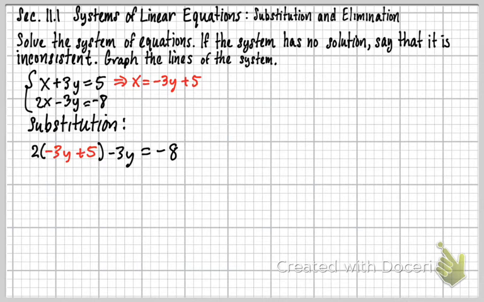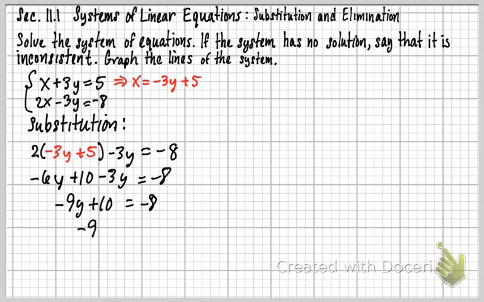Then I'm going to get negative 6y plus 10 minus 3y equals negative 8. That's going to be negative 9y plus 10 equals negative 8. Then I subtract 10 from both sides, so negative 9y equals negative 18. Then I'm going to divide by negative 9. So y equals 2.